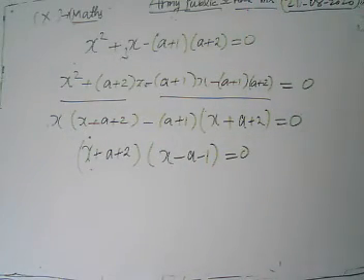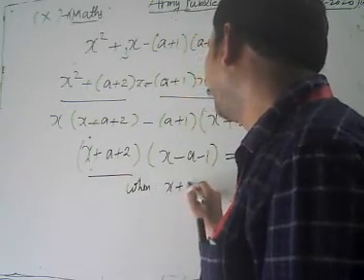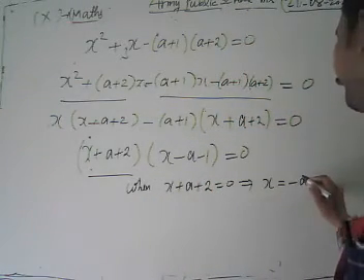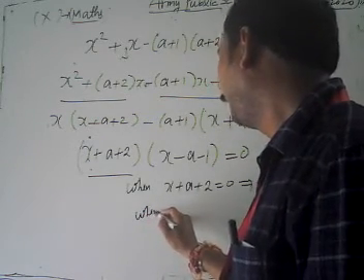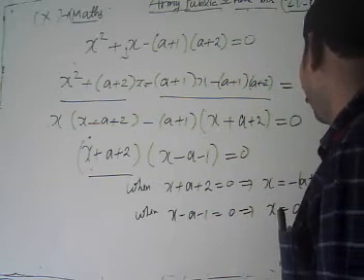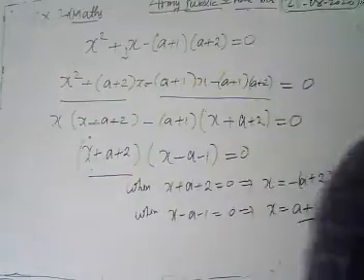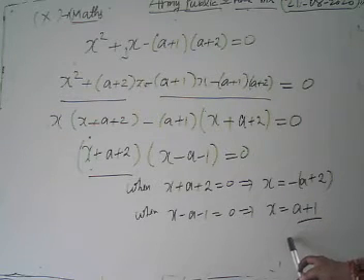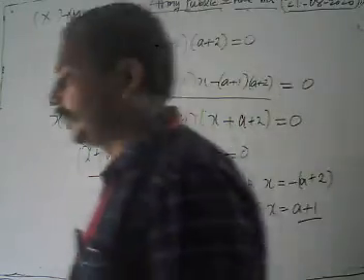This is our factorization. When x plus a plus 2 equals 0, the value of x is minus a minus 2. When x minus a minus 1 equals 0, then we get the value of x as a plus 1. These are the roots of the quadratic equation. One of the roots is a plus 1 and the second root is minus a minus 2.